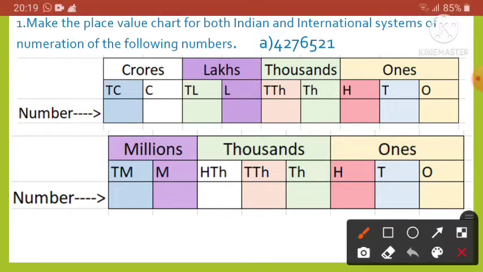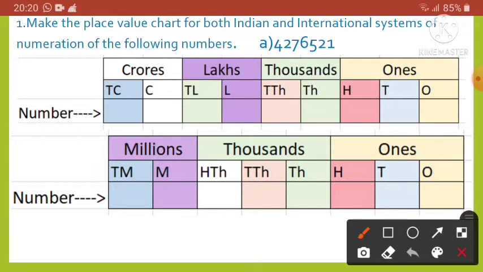So now I am trying to solve the exercise one by one, taking one from each of the questions. Okay, so the first question is, make the place value chart for both Indian and international system of numeration of the following numbers. It is the first question in exercise 1. Here the number is 4276521, and below there are two types of numeration. First is the Indian numeration and second is the international system of numeration.